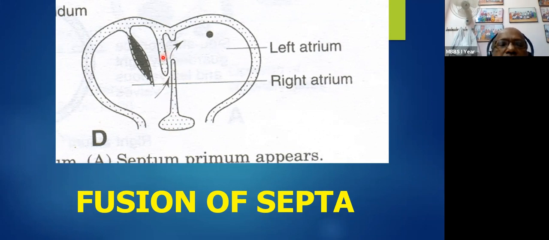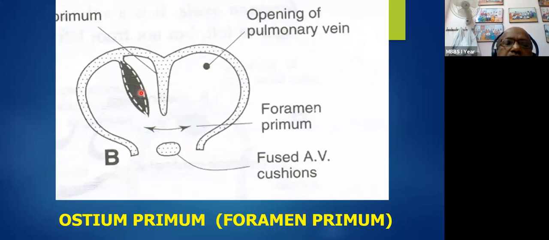Now after delivery, as we are having fusion of these two, you will have complete formation of the interatrial septum. Once the interatrial septum is formed, you will have complete partition of the right atrium and the left atrium. So that is the development of the interatrial septum. Once again, I will repeat. First, the septum that is formed is called septum primum.